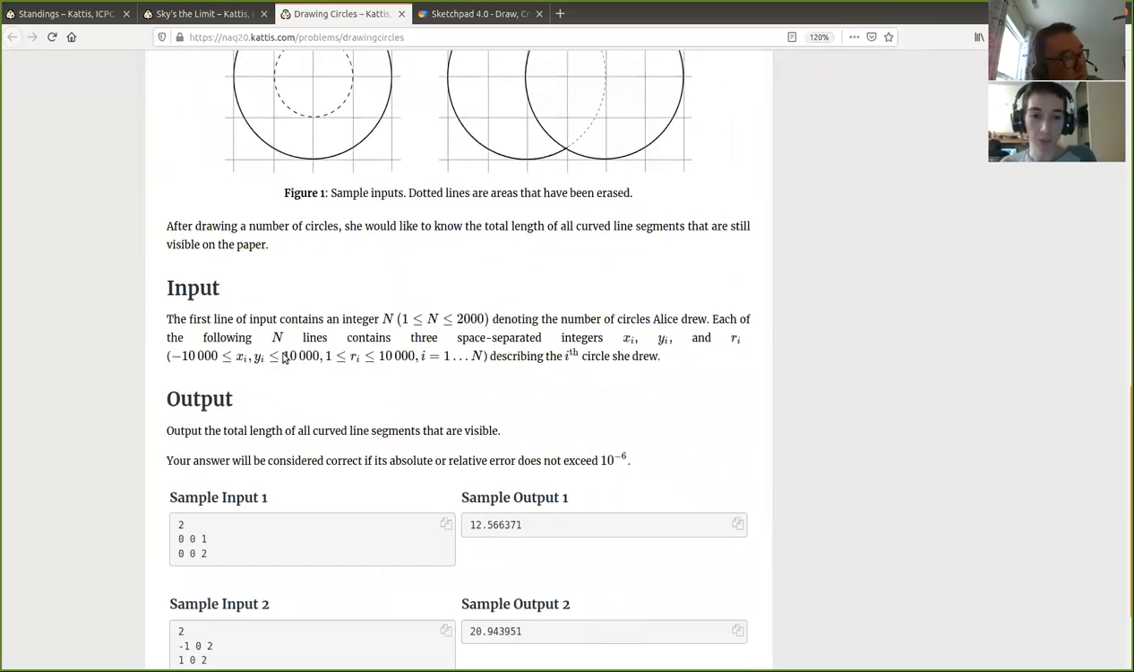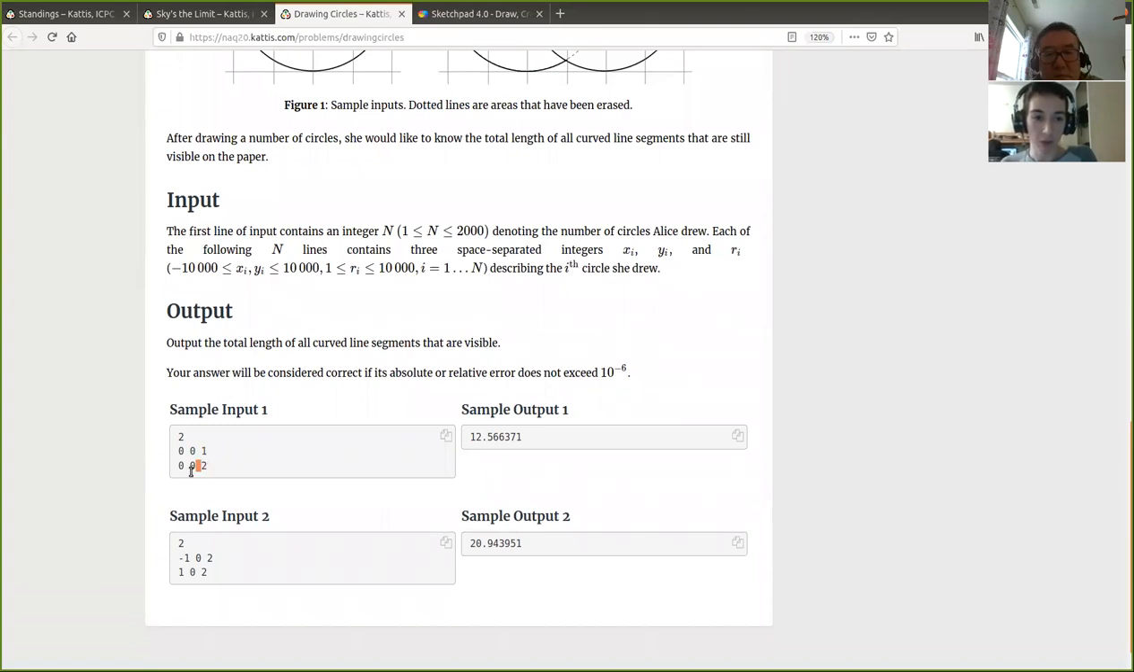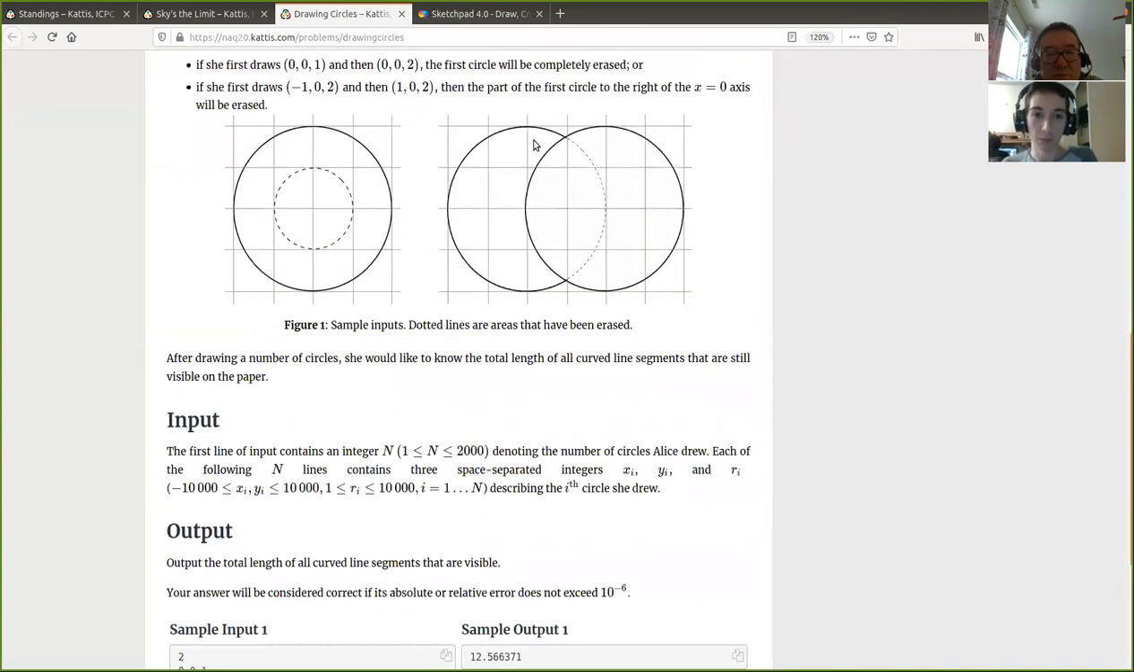So the question is, we have all of these circles that are drawn. We know their position, the center and the radius of each circle. And the question is, what's the total perimeter, the total length of everything that's drawn when you're done? So not counting the erased parts. And as one edge case, if you have two circles that are exactly the same, then you don't count the perimeter twice.